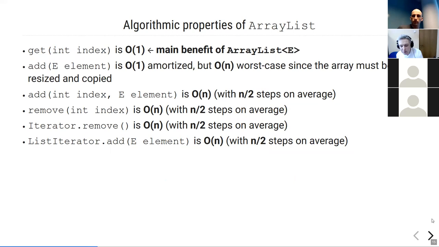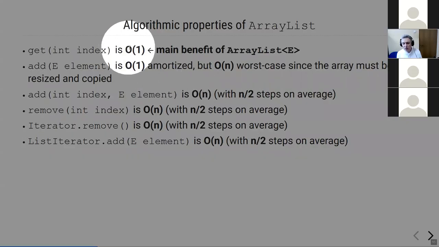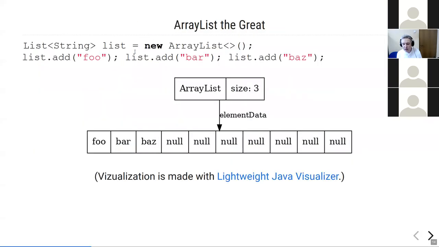So the algorithmic properties of array list are as follows. I expect you to understand this, or you know big O notation. If nobody explained it to you, please get yourself familiar with big O notation, because it's your main instrument as a programmer, as a professional programmer. You must know what big O notation is. And so what are the algorithmic properties of array list? Big O one is the main benefit of array list.